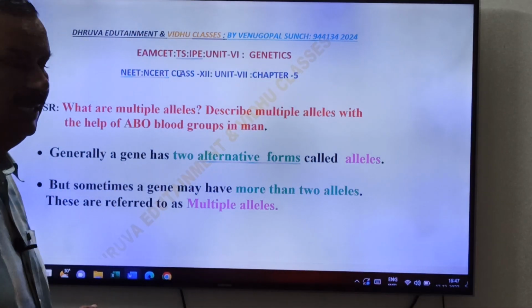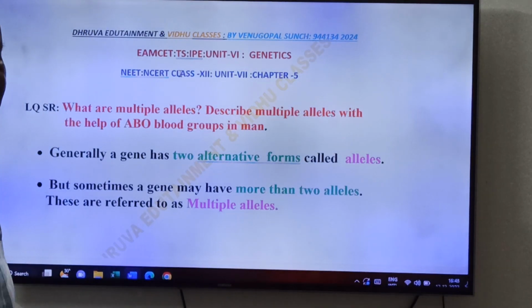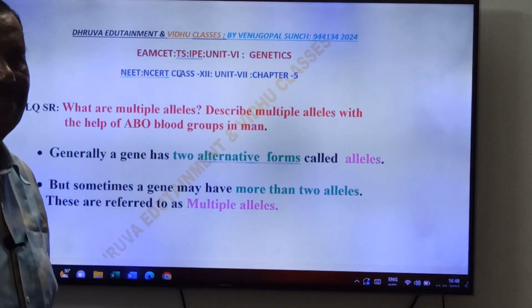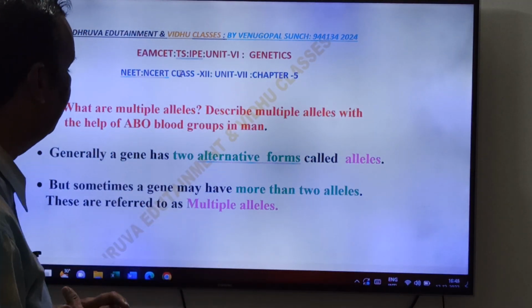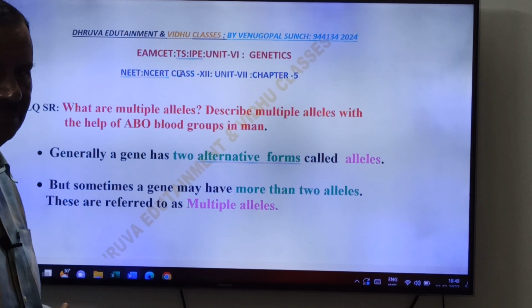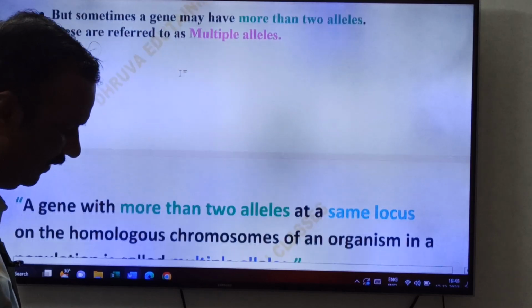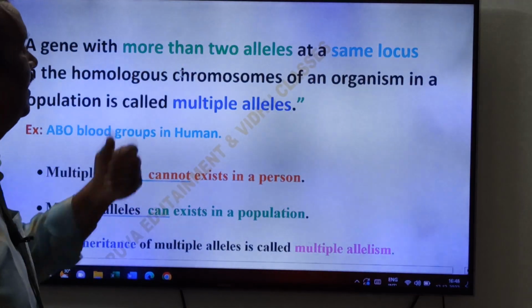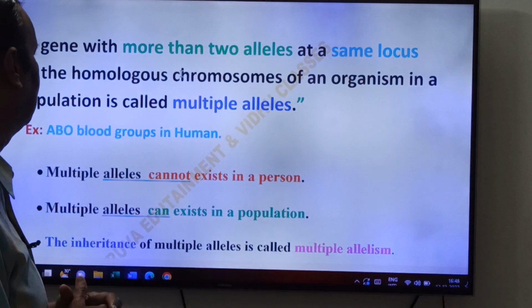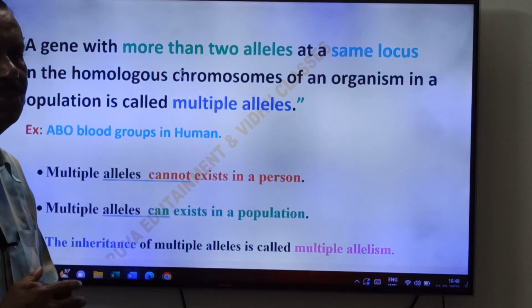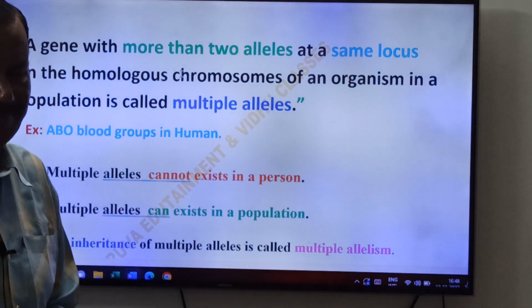But sometimes a gene may have more than two alleles. This is called as what, friends? Multiple alleles. If a gene has more than two alleles, that is called multiple alleles, friends. What is the definition of multiple alleles, friends? See, important definition. A gene with more than two alleles at a same locus on the homologous chromosomes of an organism in a population is called multiple alleles.